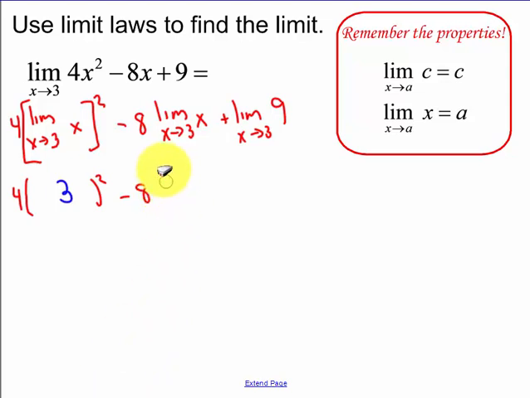I'm sorry, we want to put in here that the limit as x goes to 3 of x is just that a value, 3, plus the limit as x goes to 3 of some constant is whatever that constant is. So really what I did is I just plugged in 3 wherever we saw an x, and when I simplify that, I get 21.